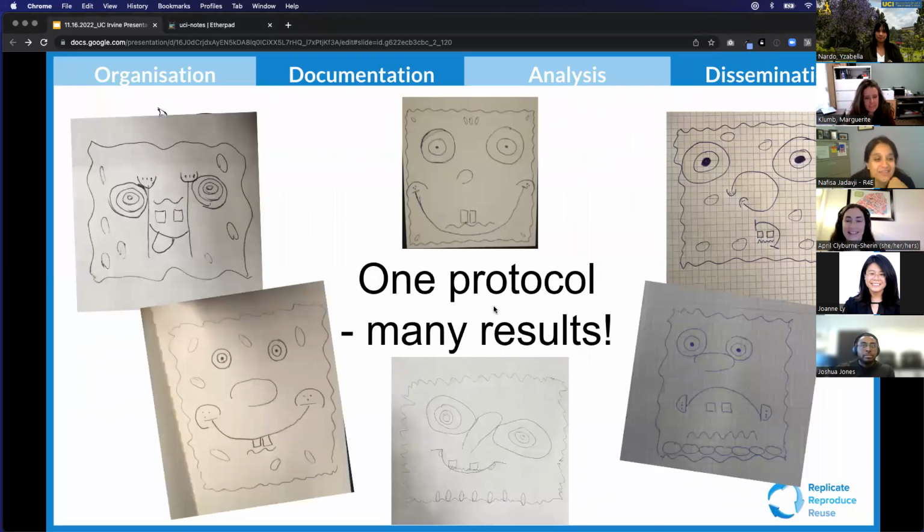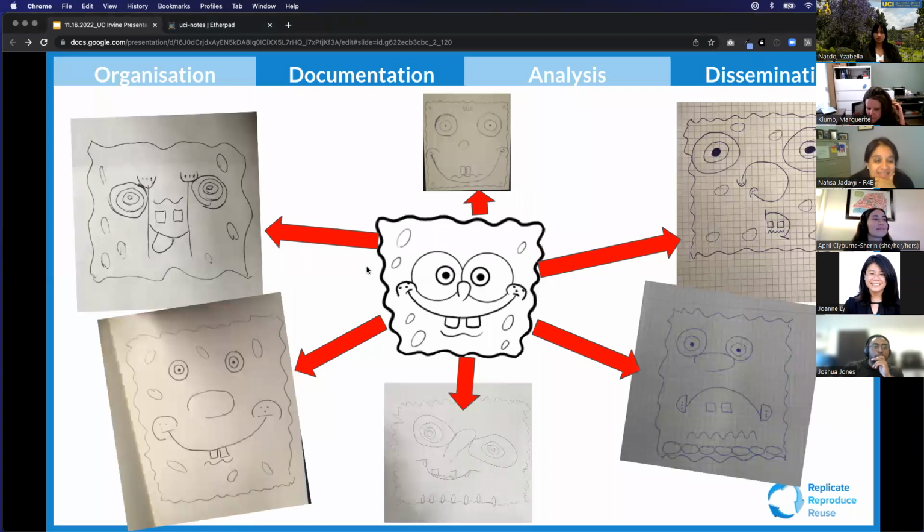Jose hit the nail on the head. It is supposed to be SpongeBob SquarePants, and you can see we have some examples of the different drawings. We had one protocol, but it resulted in several different types of results. In the next slide, you can see SpongeBob SquarePants here, and all the different ways that he was drawn using this protocol. Hopefully this hits the nail on the head that one protocol can result in a number of different results. In terms of getting access to protocols when you're starting from scratch, starting in a new area, or looking to optimize protocols, there are these repositories.